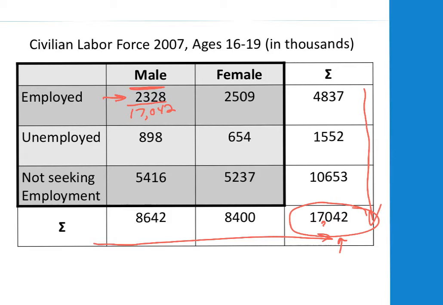Likewise, if you want to know the percentage of people who were female and employed, you would take that number and divide by the total number of people. And you could do that for any of these numbers. If you want to know not male employed or just female employed, if you add those up, you will get the percentage of employed people versus the unemployed or not seeking employment. And that would also give you the probability, if you randomly chose someone from these 17,042 people, that you would find someone who was employed.